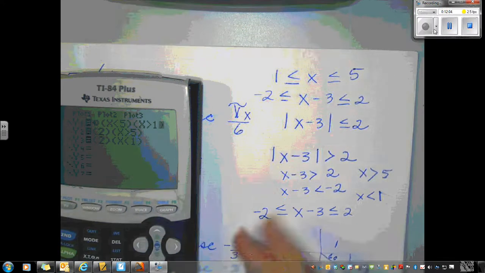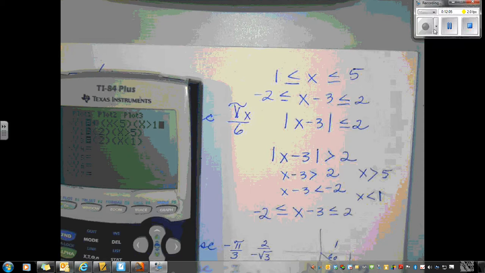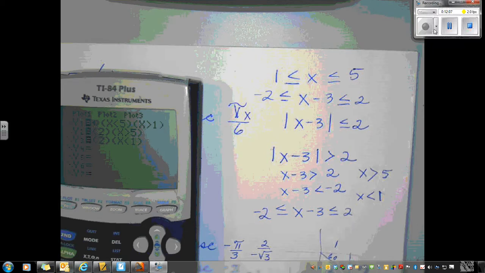Okay, now, the thing is, you don't want to put greater than or equal to because it puts these crazy lines in your graph. Okay, you just have to know that those are the spots you have to check, the 1 and the 5. Okay, you just have to know that.